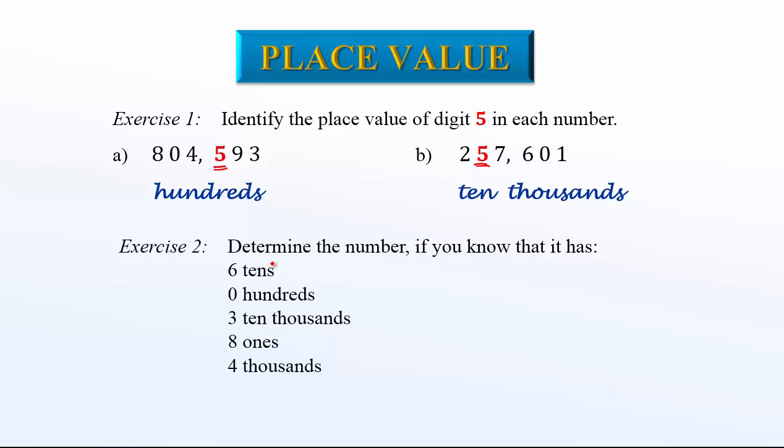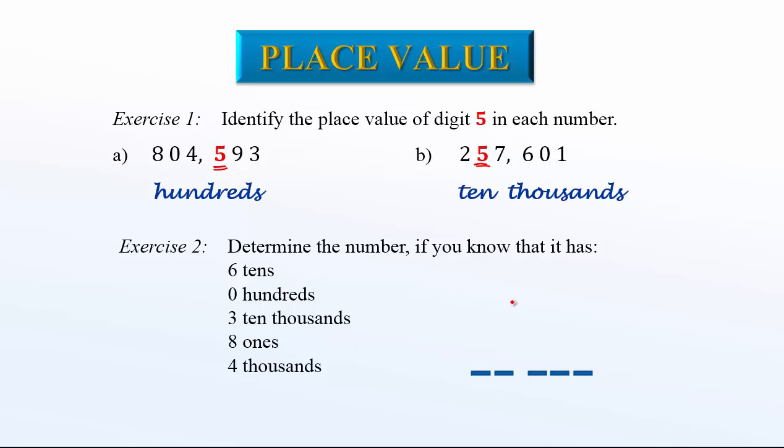In the second exercise, we are asked to determine the number using the following information. The number contains 6 tens, 0 hundreds, 3 ten thousands, 8 ones, and 4 thousands. What is the highest place value out of all of them? Well, 10 thousands. So let's prepare our empty spots by drawing, just underlining like that. And it has to go until 10 thousands. So triple of units and then thousands and 10 thousands. Now we can put our digits in appropriate spots.